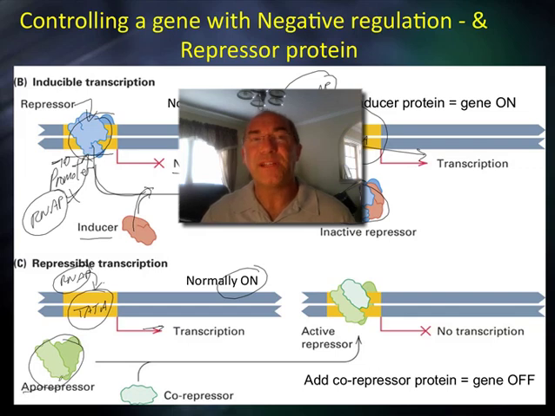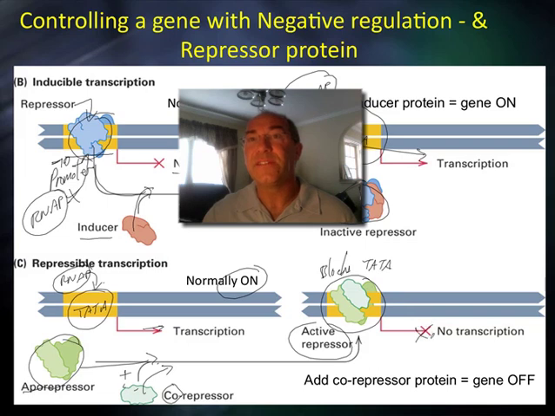It's called an aporepressor because it's inactive at the moment. To make that aporepressor active, we have to add it to a co-repressor. And so the co-repressor and the aporepressor get together to make this active version, which then blocks the promoter region here, and so you get no transcription. So in repressible transcription, it's normally on, RNA polymerase can bind, but if you have a co-repressor, then together with the aporepressor, we can block the TATA box and turn off the transcription.